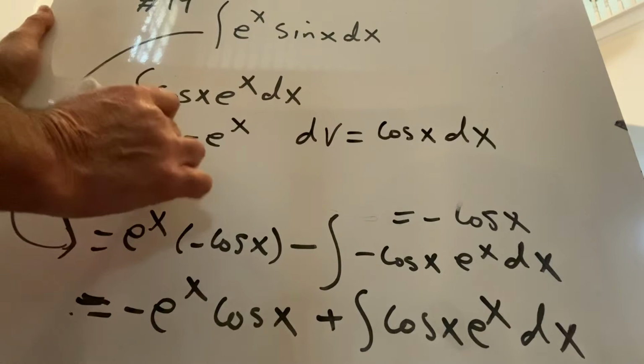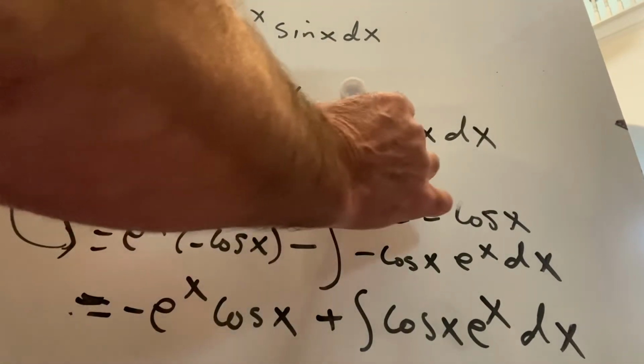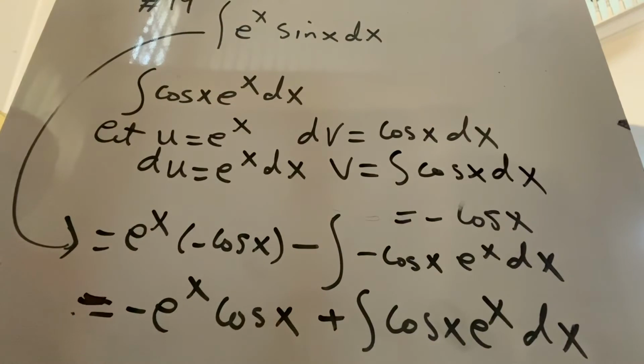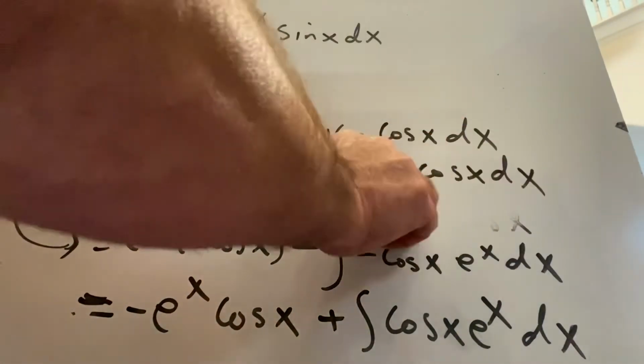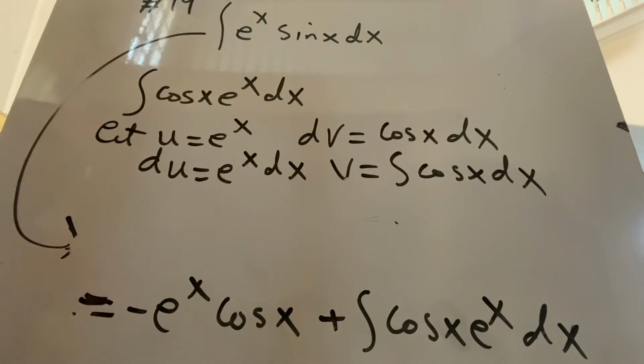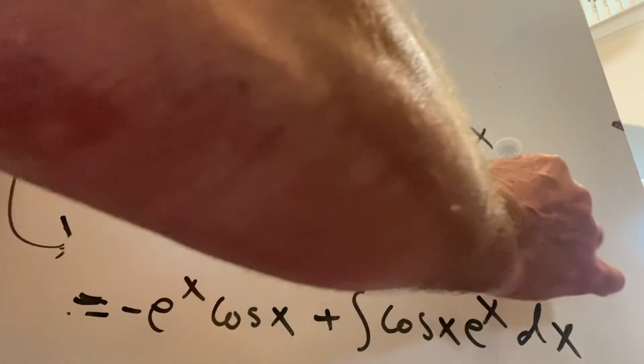So du, of course, again, is going to be e to the x dx. And the v here is what you're about to see, which is very nice. Integral of cosine x dx, which, of course, let me take this off. I guess I can take this one off too. So now, integral of cosine, of course, simply becomes sine x dx.